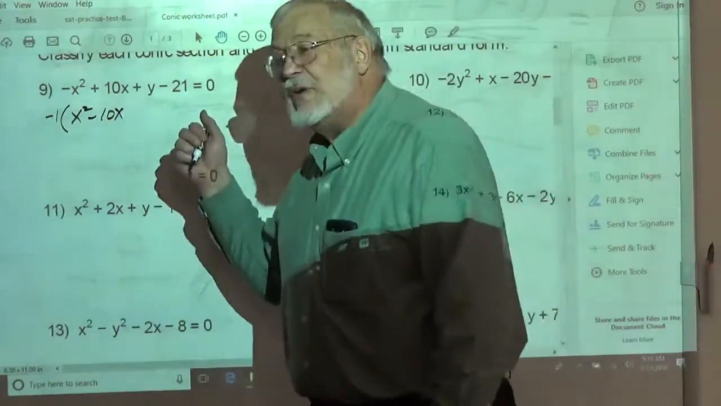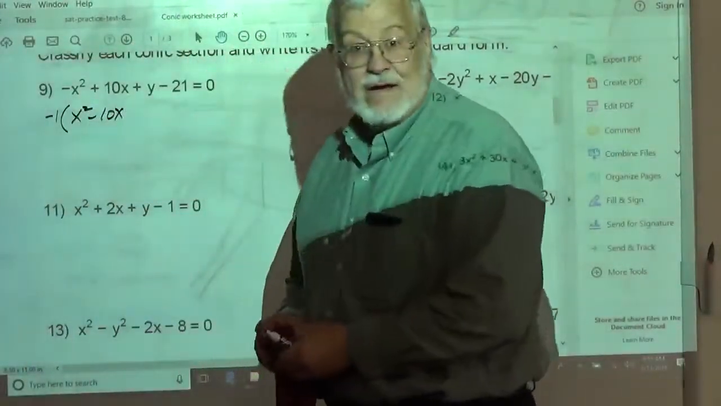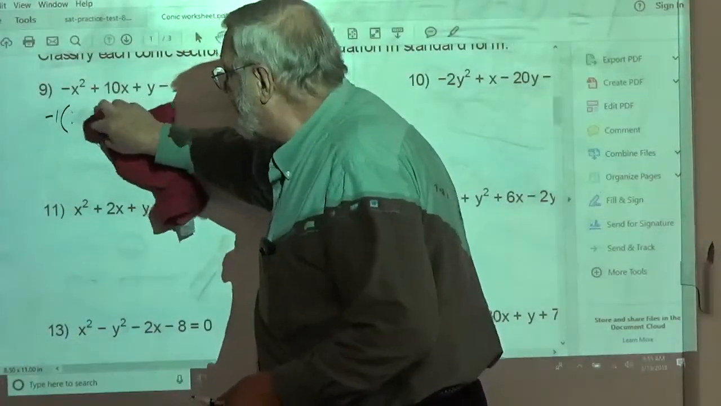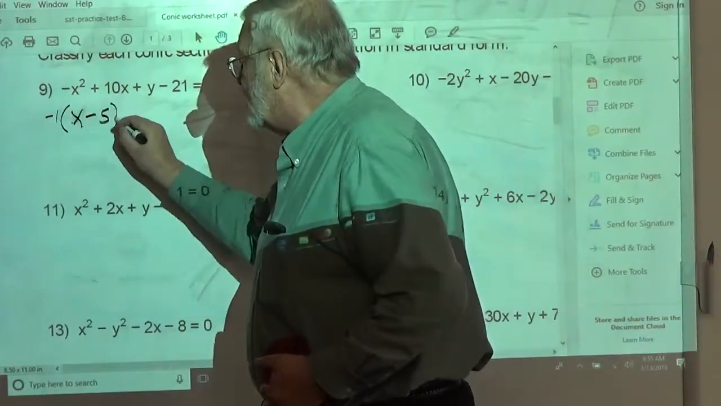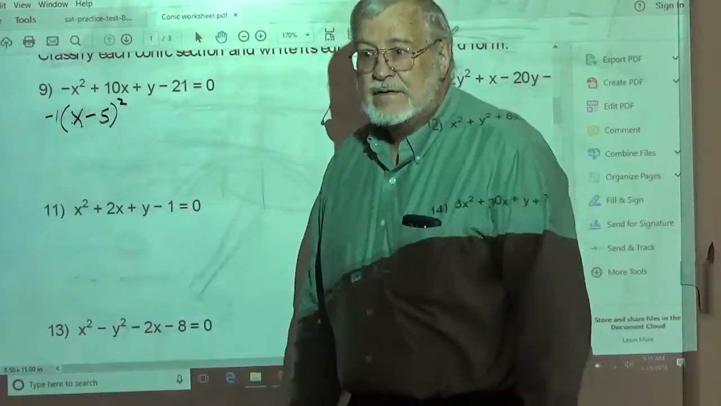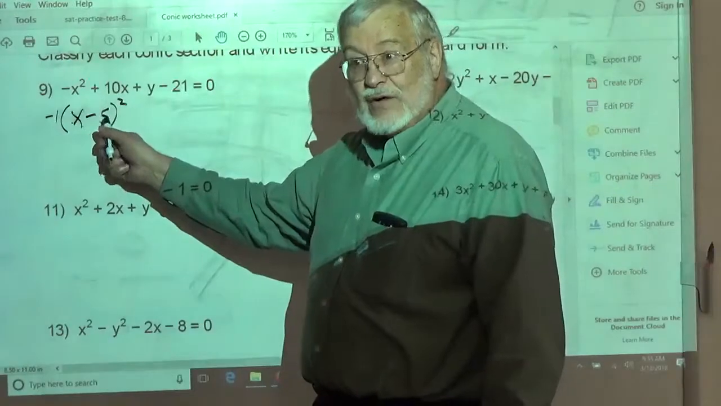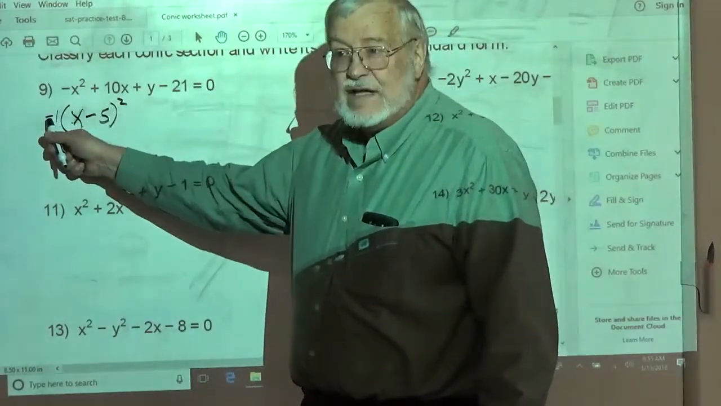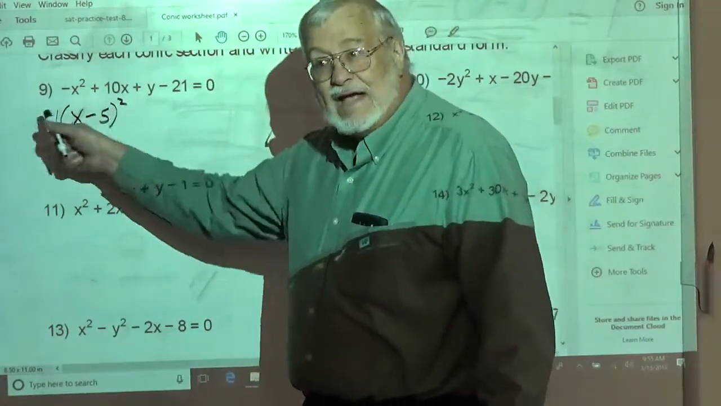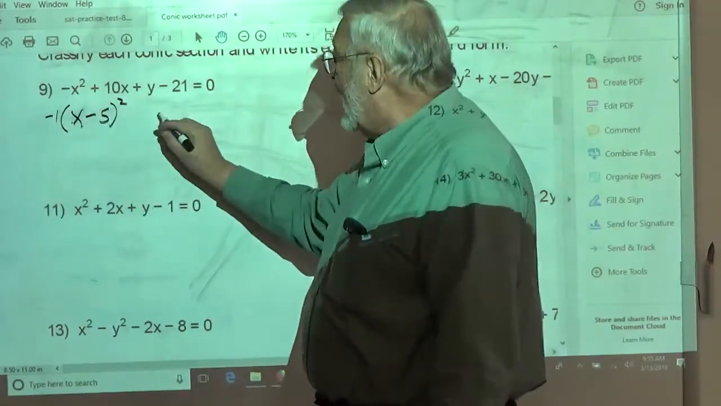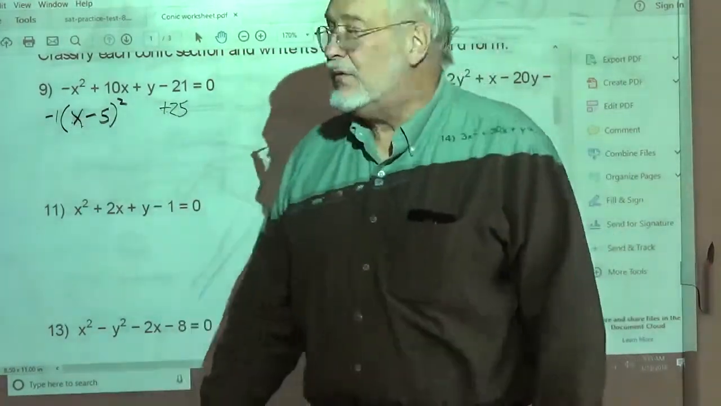Right? Now, what happens when I take half of 10? 5, negative 5, right? So that means I have x minus 5 quantity squared. Now I've just completed the square. The extra number in here is what? A 25? What's 25 times negative 1? Negative 25. Because I have a negative 25 that I've inserted, I have to add a plus 25 so that I don't change the equation.